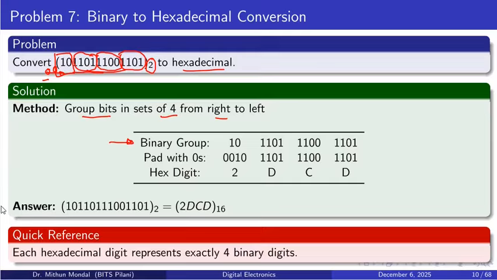So the binary grouping that we have done with sets of 4 bits, and we have padded with 2 zeros in the beginning, and the corresponding number that we get for each 4 bits we can obtain, and the answer that we will get is 2DCD in the hexadecimal system. So for quick reference, each hexadecimal digit represents exactly 4 binary digits. So this is the process of conversion of binary to hexadecimal.